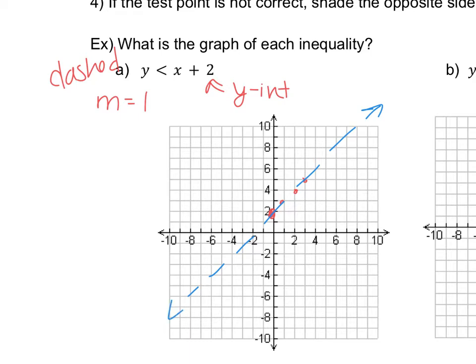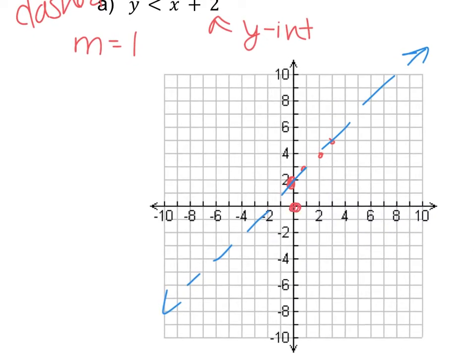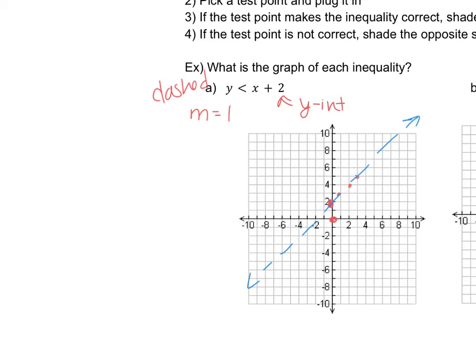So now I need to pick a test point. If you can, I would always pick 0, 0. The only time you cannot pick 0, 0 is if the line is on that point. Okay, so we have to pick some point that is not on the line. So 0, 0 is the easiest to plug in because it's literally zeros and it makes your life a lot easier. So remember that coordinate is 0, 0, so the x is 0 and the y is 0, right?